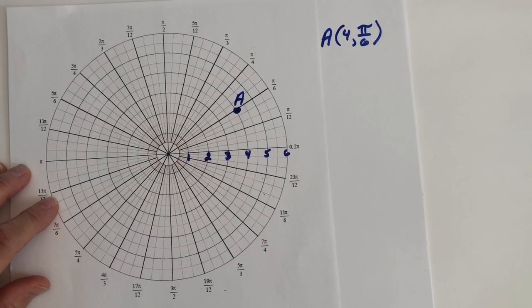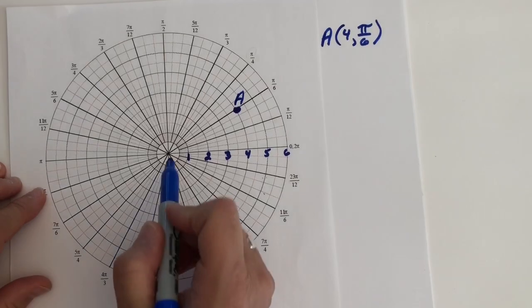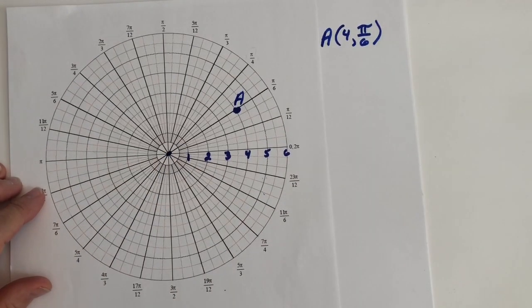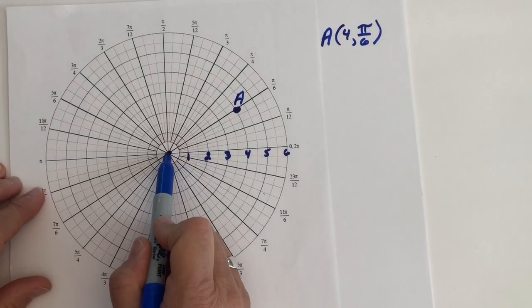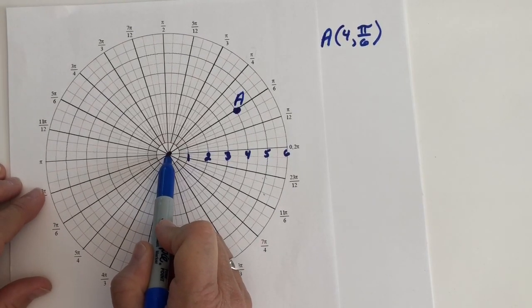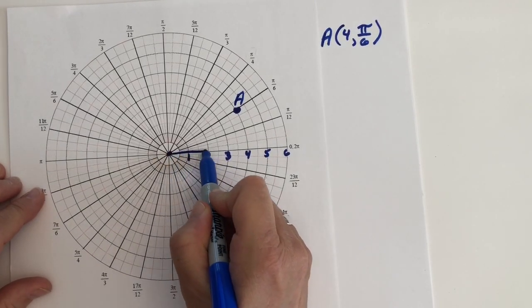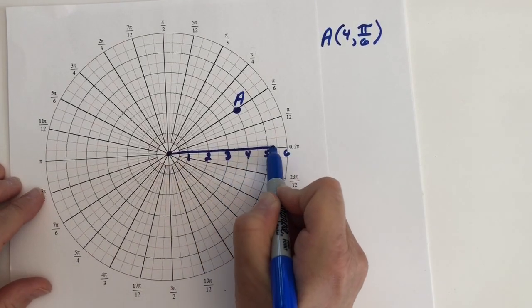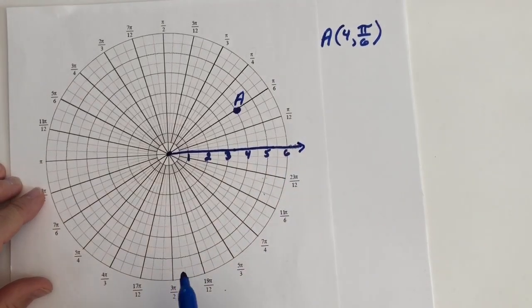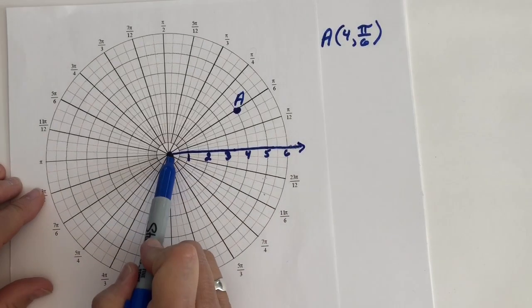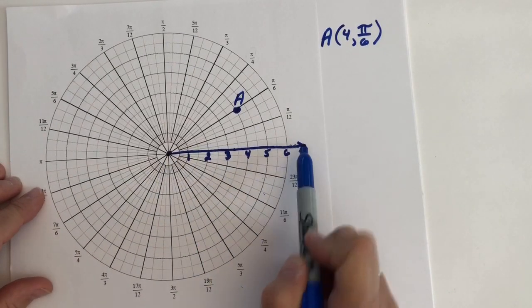And let me talk a little bit about some vocabulary. In rectangular coordinates, we call this the origin. With polar coordinates, we call it the pole. So the origin is now called the pole. And this positive x-axis, as we'd call it in rectangular coordinates, is now called the polar axis. So we have the pole and the polar axis.